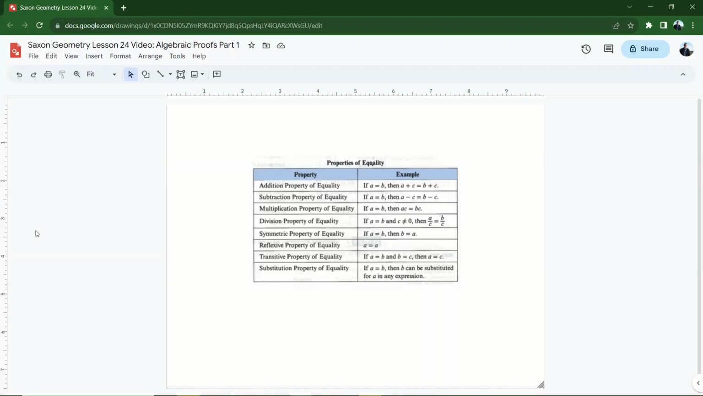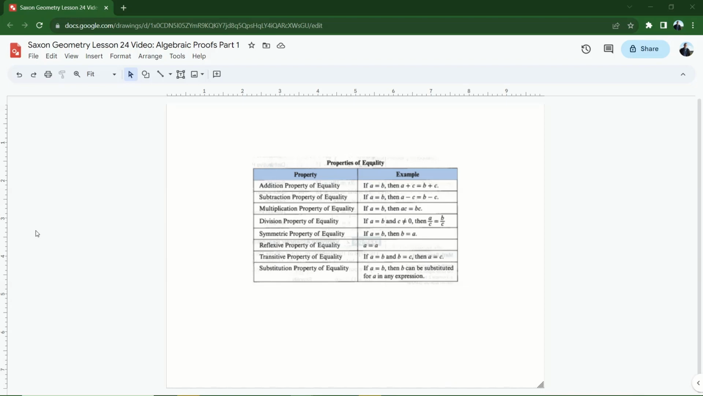Hello, geometry students. In this video, we're going to be talking about some properties related to algebra in preparation for the next video. In the next video, we're going to be learning about proofs. We're going to learn how you can prove that a statement is true very methodically and carefully, step by step. What are the steps that we're going to be doing in proofs, though?